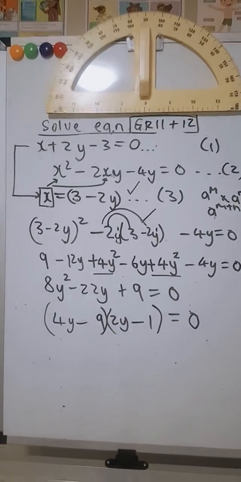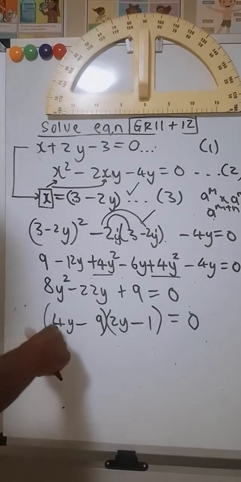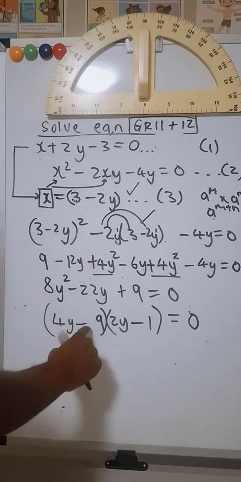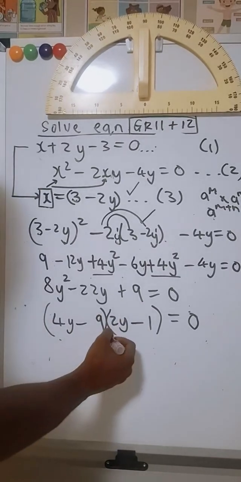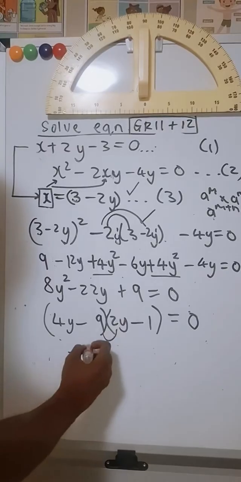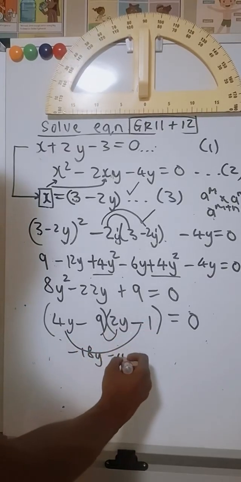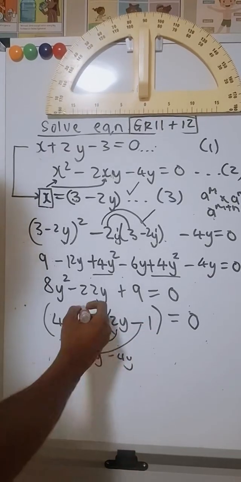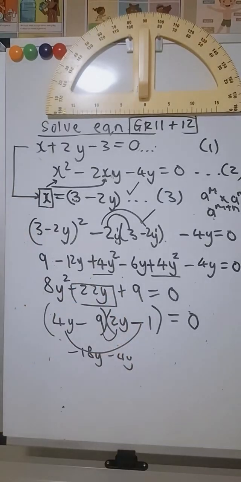4y minus 9 into 2y minus 1. Now multiplying this and that does give me that. Multiplying this and that does give me that. The multiplication of this gives me negative 18y. The multiplication of that and that gives me negative 4y. And the addition of that does give me this. So this works. So that means the factors are correct.